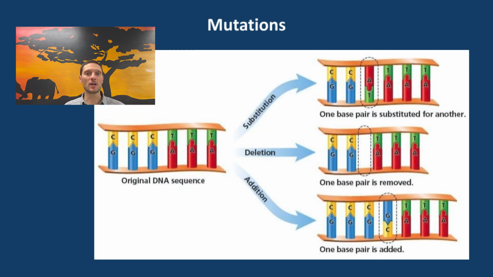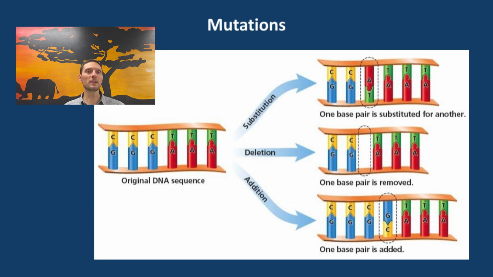Mutations are random. It's not a deliberate change. Organisms cannot decide that they need to have a mutation in order to be able to survive. Mutations are completely random. This is obviously disregarding the human purposeful gene editing that we'll talk a little bit about later.